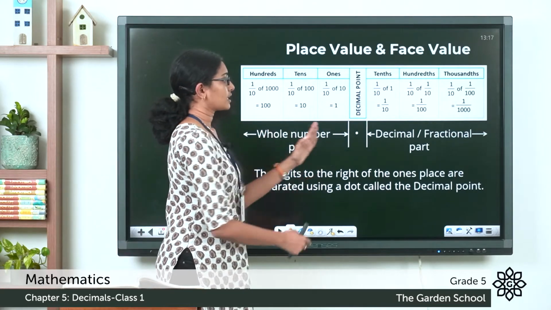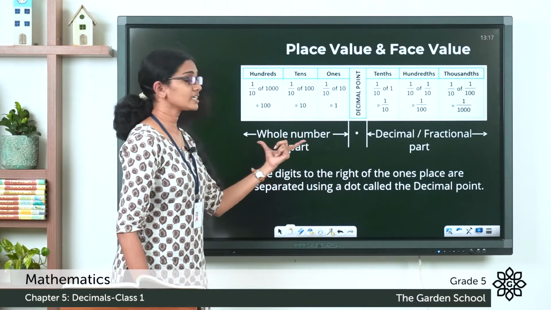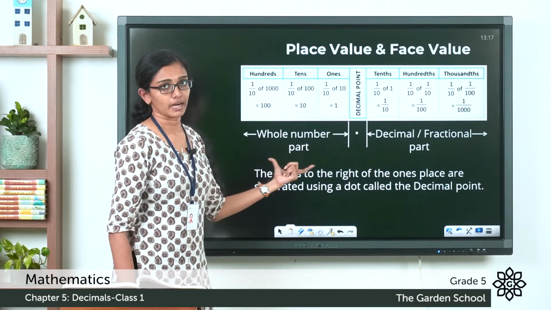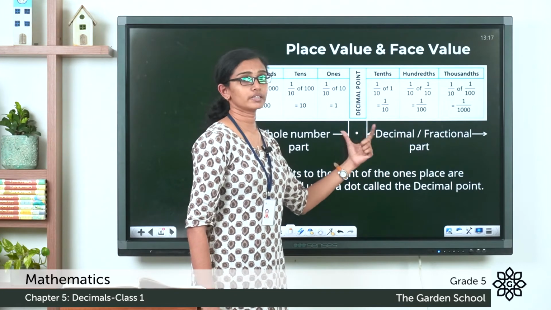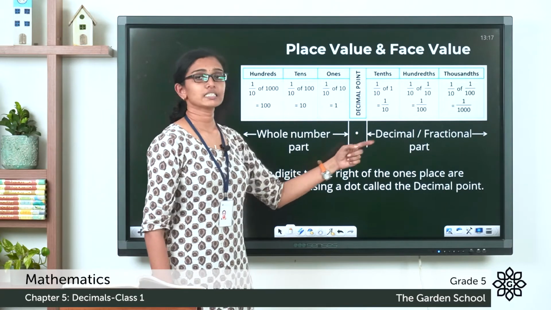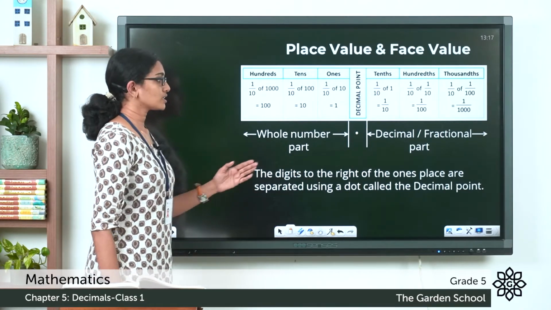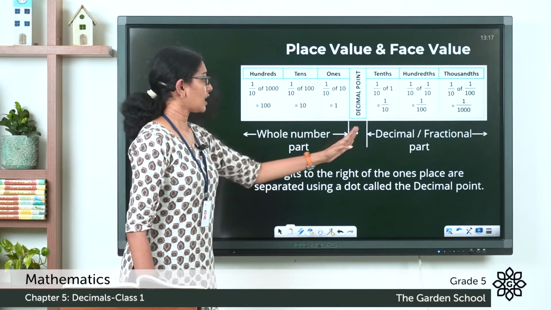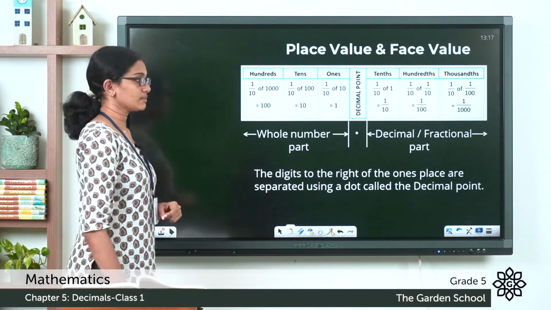And the part to the left of this decimal point is called the whole number part, and the digits to the right of this decimal point are called the decimal or fractional part. The digits to the right of the ones place are separated using this dot, and this dot is called the decimal point.